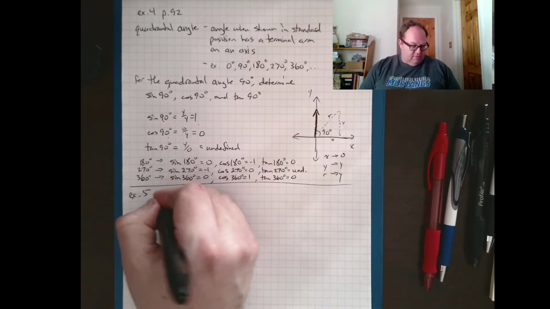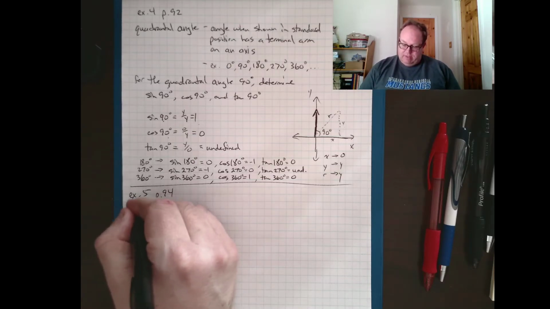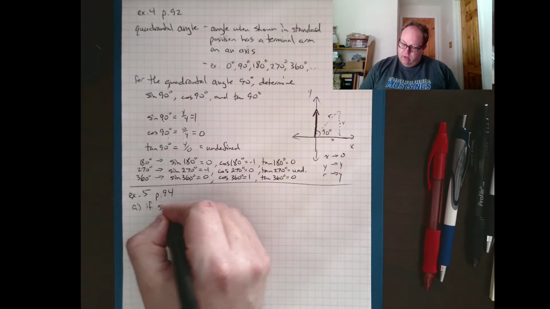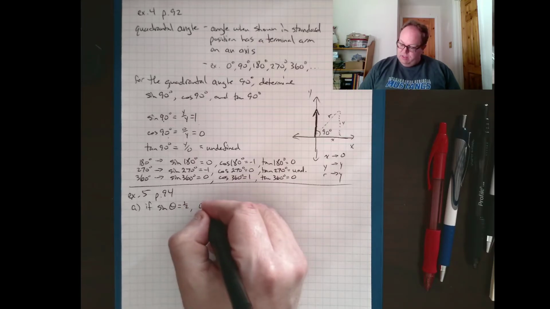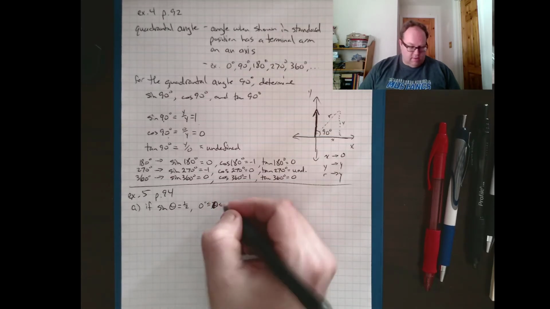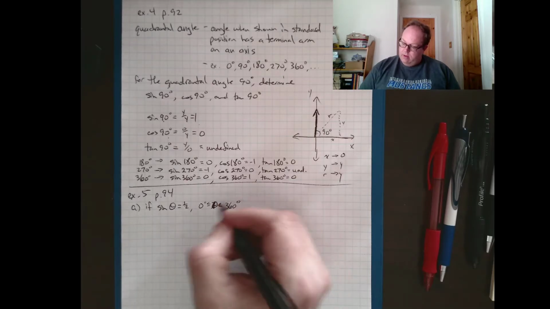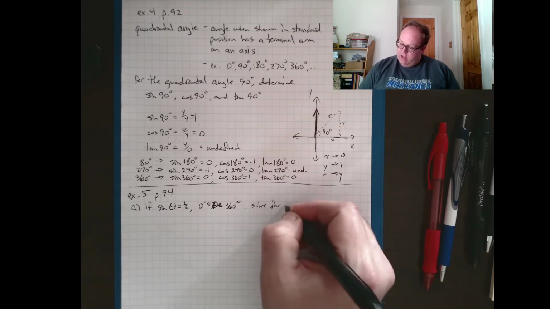Example 5 on page 94. Solve for an angle given its exact sine, cosine, or tangent value. So we're given a couple of examples here. So if sine theta equals a half and theta is between 0 and 360 degrees, solve for theta.